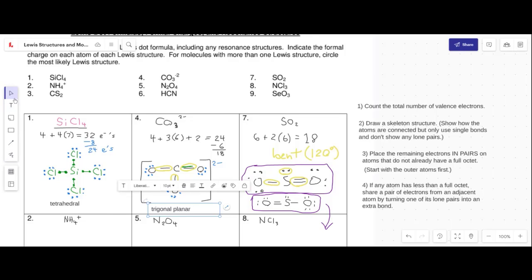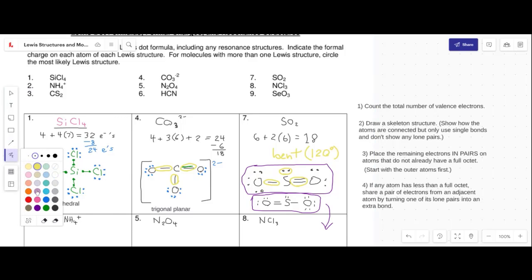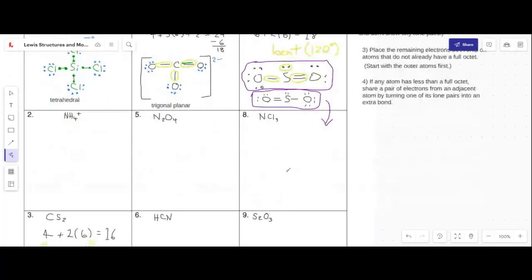Now, let's take a look at one more. I'm going to draw the Lewis structure for it just quickly because we don't have a whole lot of time left, and I want to kind of cover this. So NCl3, the Lewis structure would be nitrogen bonded to 3 chlorines.